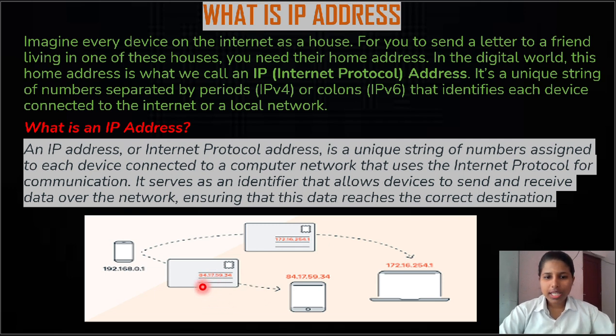So here we can see 84.175.9.34. There are so many devices that are connected. So the IP address will ensure which is the destination IP address, and this will send to the correct point. It will not send to this device. We can see the device IP address is 172.16.254.1. So it is not the same. So it is only sending from this sender to the receiver according to the IP address.